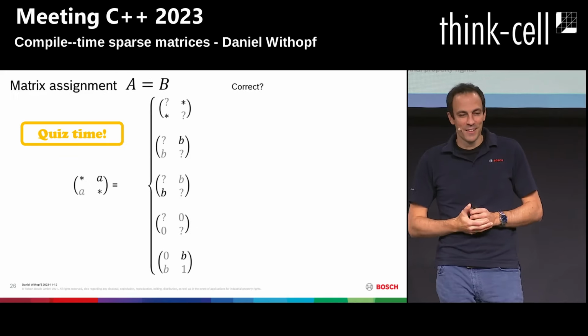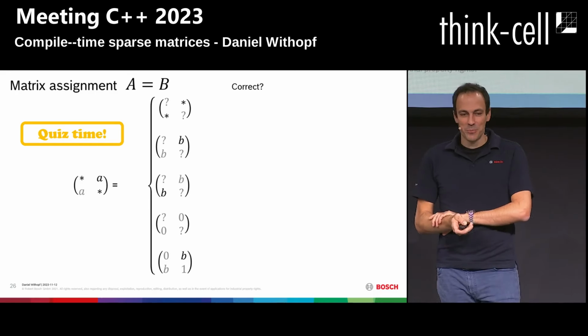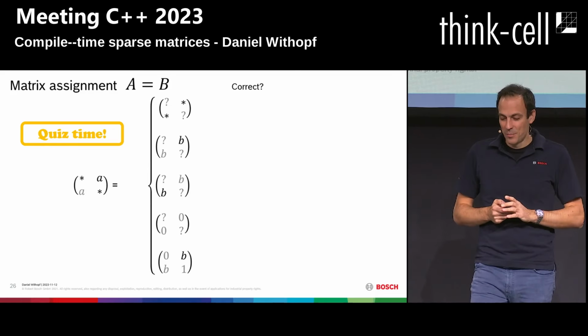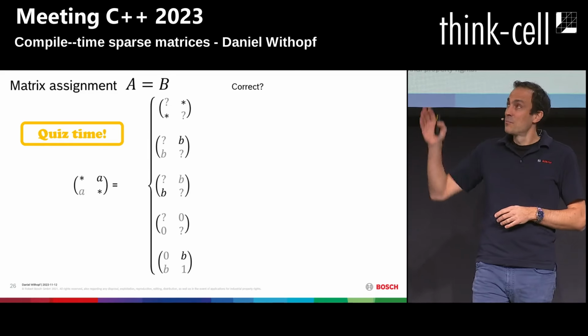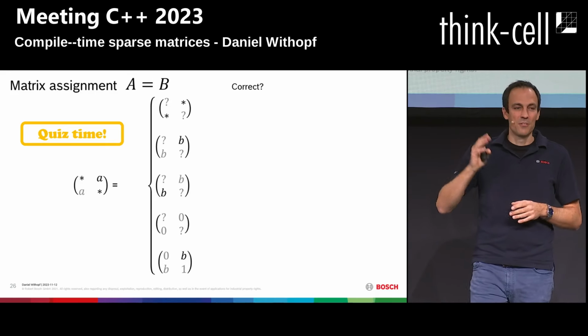Good. Now, as I said, it's quiz time. I have a few questions for you, so it would be great if you could try to answer. First of all, let me explain what it's all about. So we have our simple, very simple matrix assignment up here. We are assigning a matrix B to a matrix A.